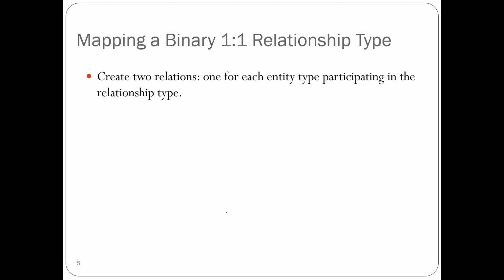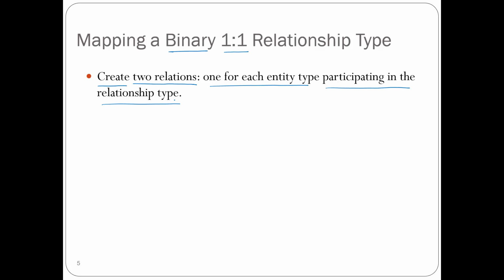Okay, so let's look into the first thing first, which is about mapping of a binary relation, which is one-to-one type. Since it is binary, there will be two entity types involved. If there are two entity types involved, then for each entity type we'll have to create one relation. That's the reason we say we create two relations, one for each entity type participating in this relationship type, which is one-to-one.